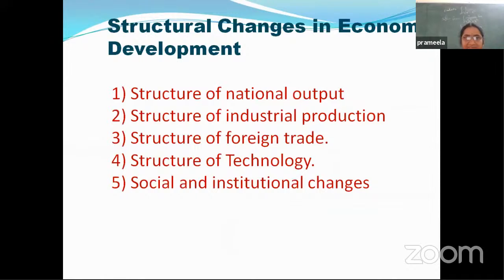So next, if we go to structural changes in economic development, that means economic development takes place only when changes occur in the structure of the economy. Economic development represents the changes in various sectors of the country. Only when various sectors of the country change, it may be possible to achieve economic development.